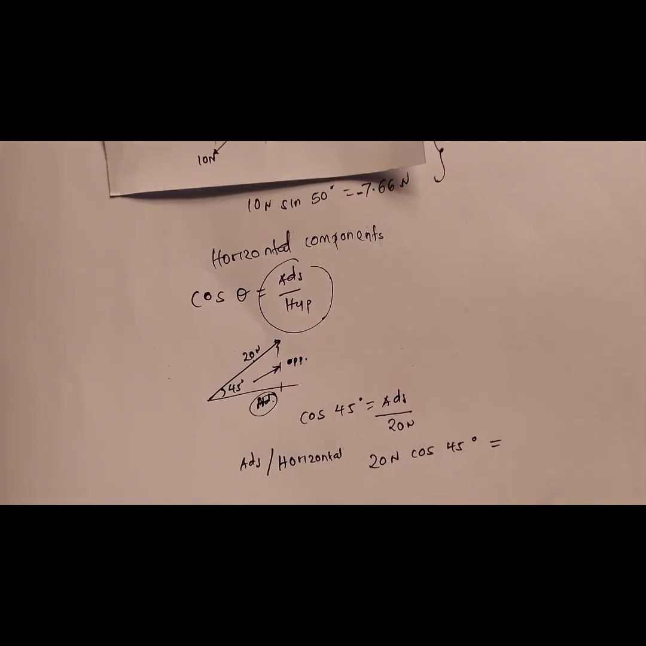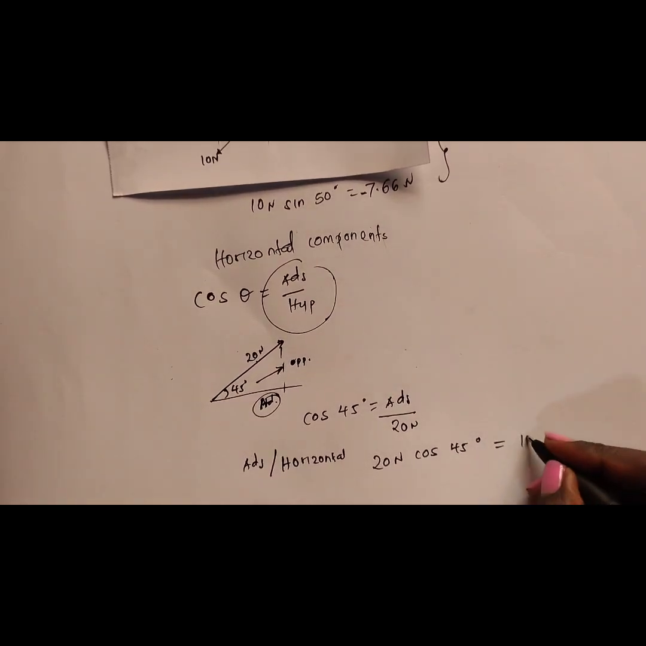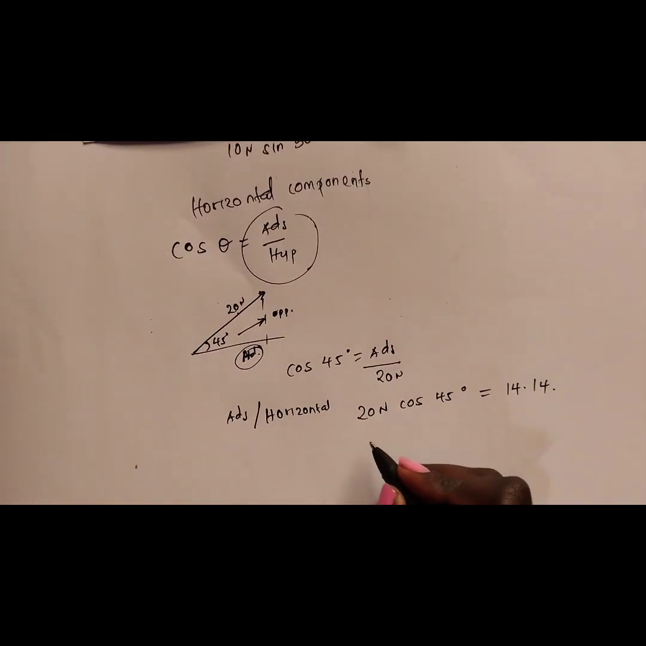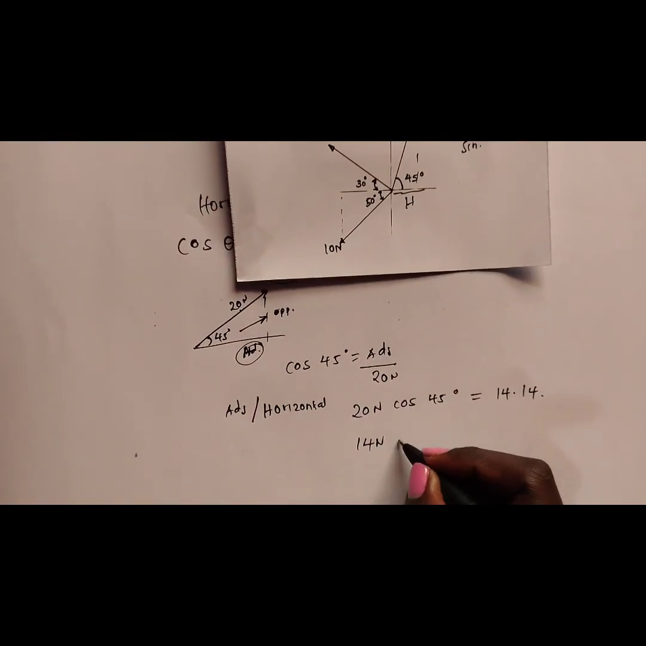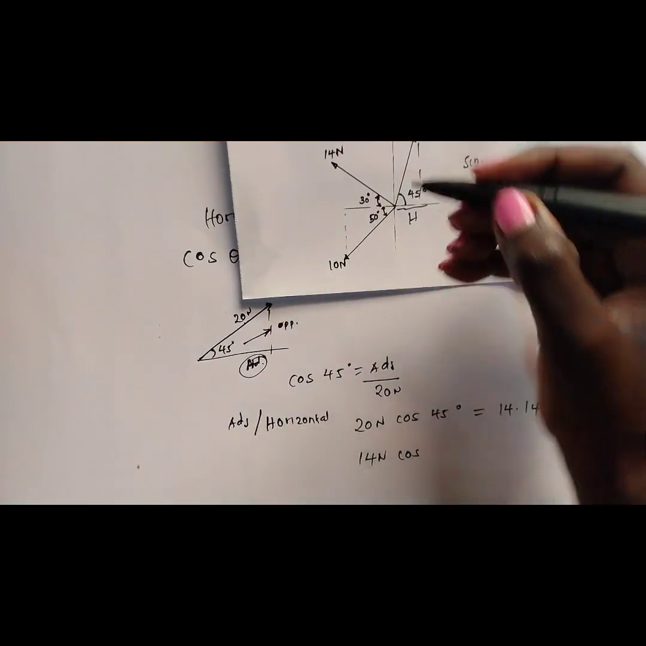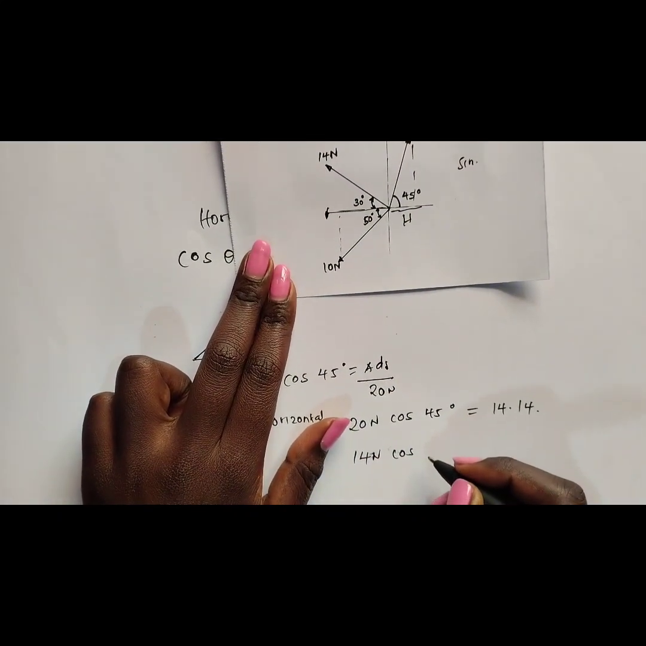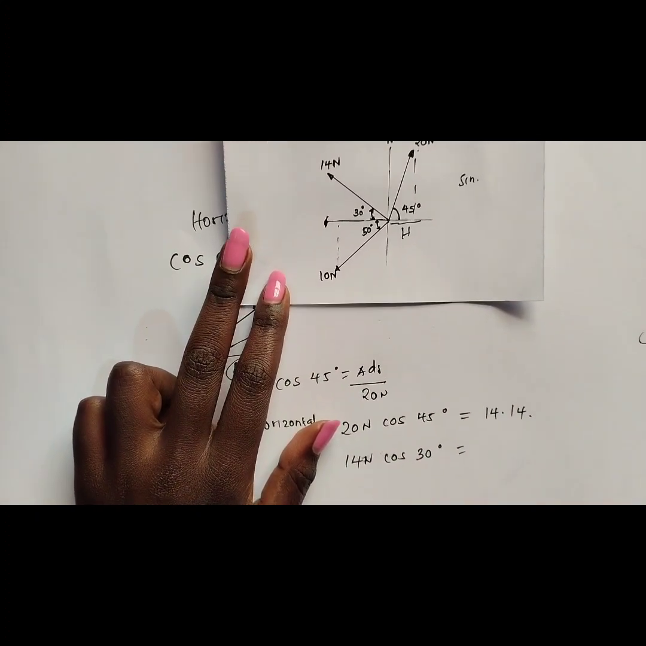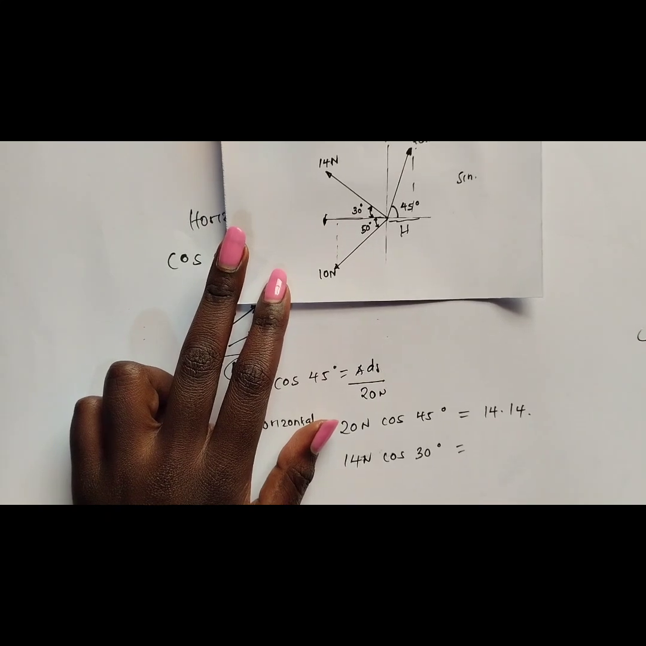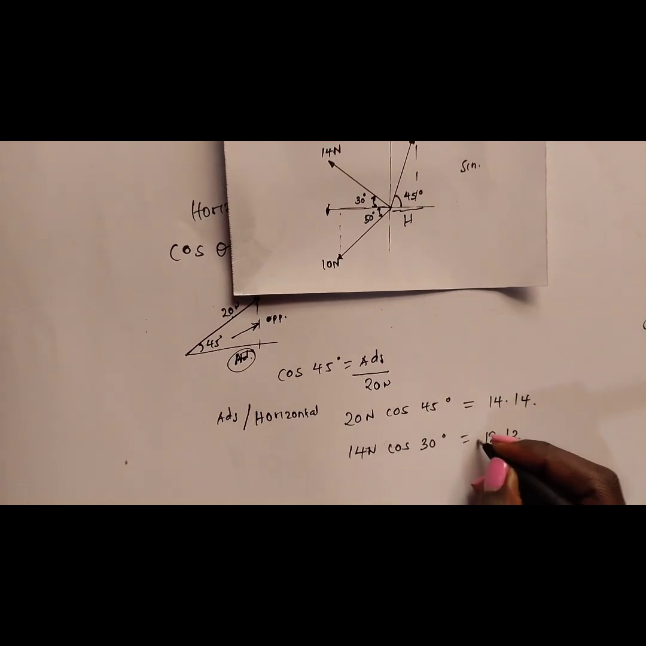So 20 cos 45, so that is 14.14. And the horizontal component for the 14 Newton force is 14 newtons cos the angle, which is 30. Remember it will act opposite here, so it will be negative. So 14 cosine of 30 degrees, you can calculate that, is 12.12. Do the same, and it's negative, remember.